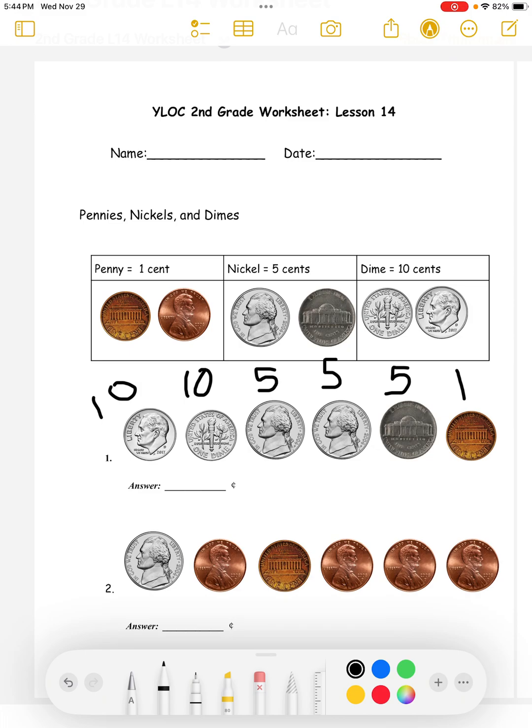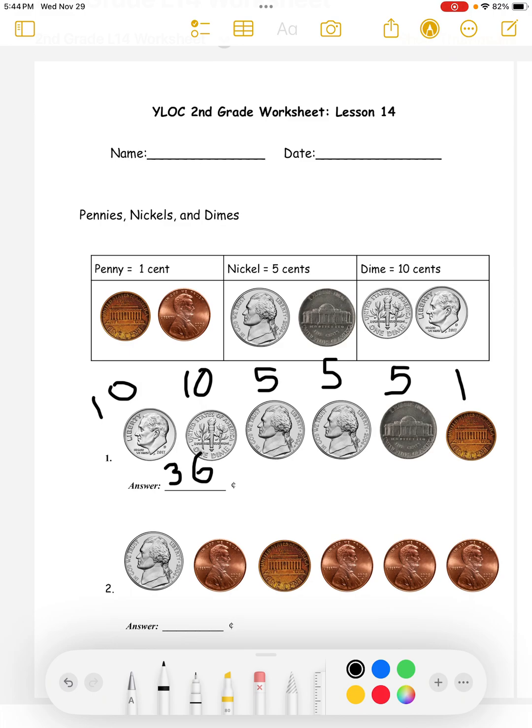So adding all these up slowly, we get 36 because 10 plus 10 is 20, 20 plus 5 is 25, 25 plus 5 is 30, 30 plus 5 equals 35, and 35 plus 1 equals 36. So our answer will be 36 cents.